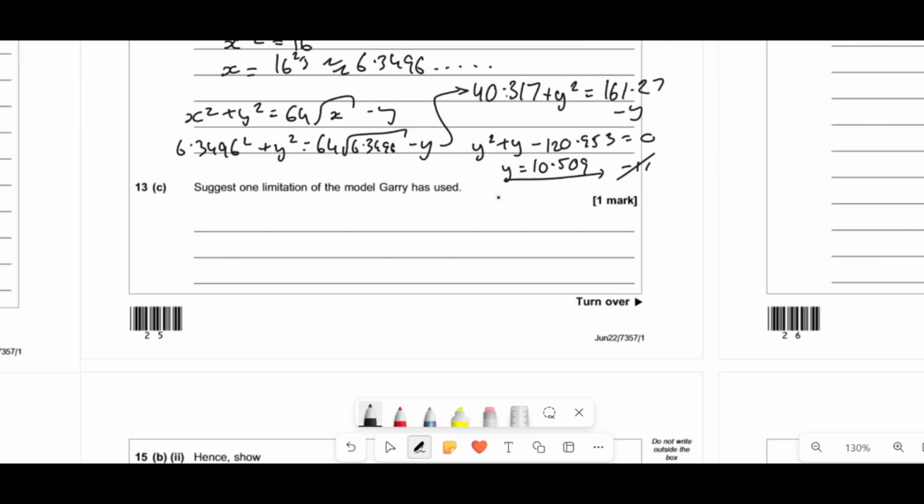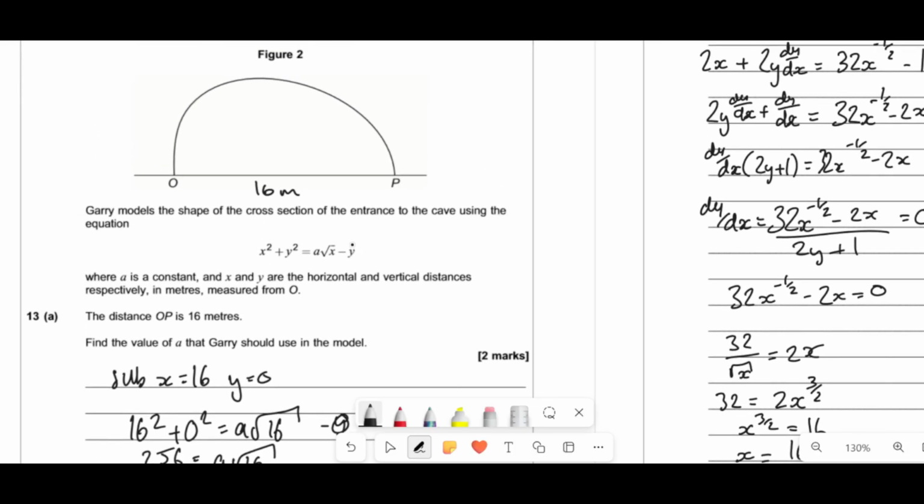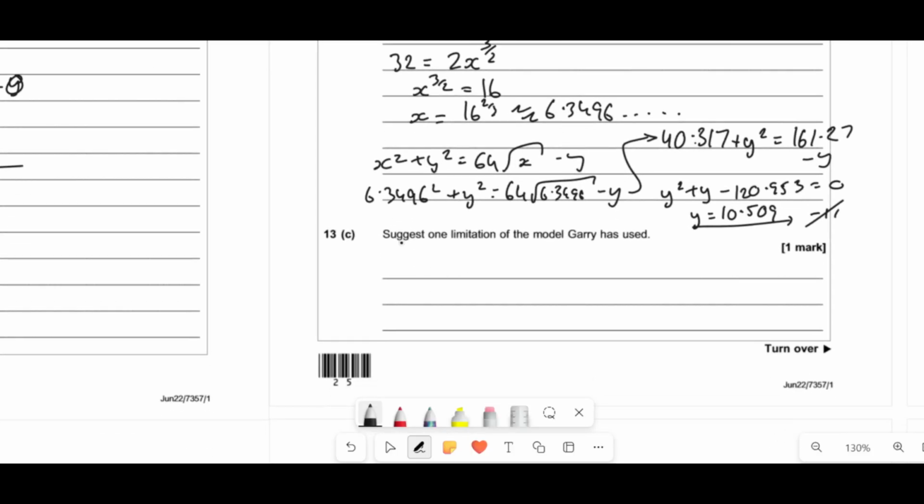Now it says, suggest one limitation of the model Gary has used. Remember that Gary's assuming that this is just a curve that will fit this perfectly. In real life, there's probably going to be bits and bobs and sticky-out bits. So you could say something like the entrance isn't smooth.